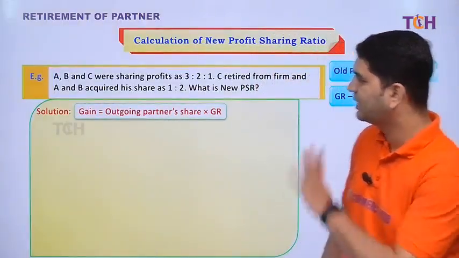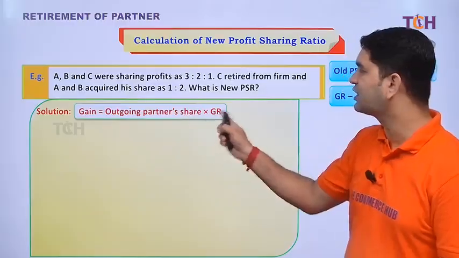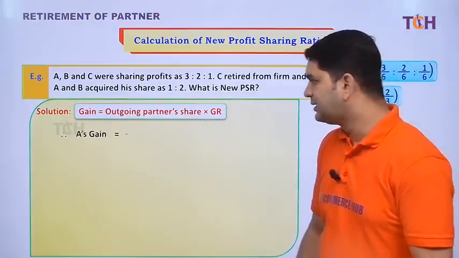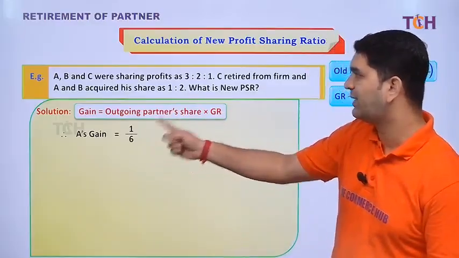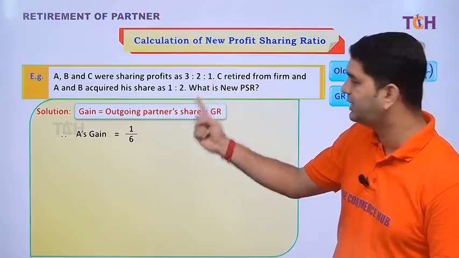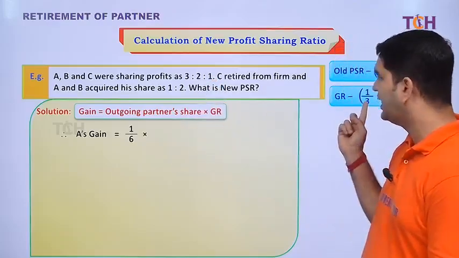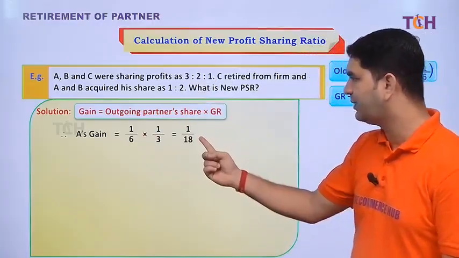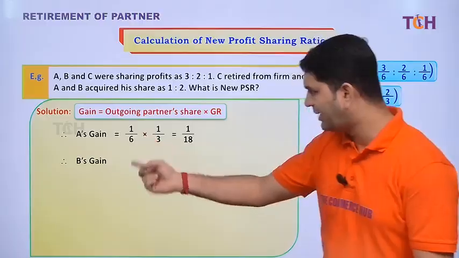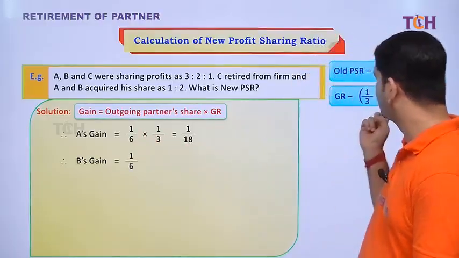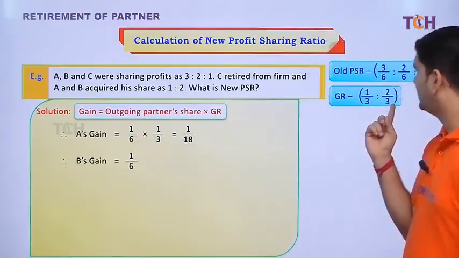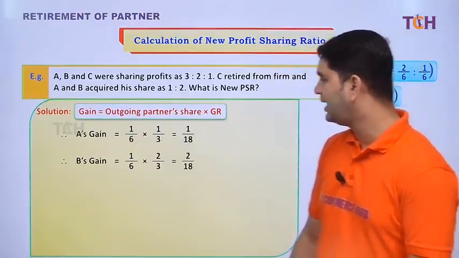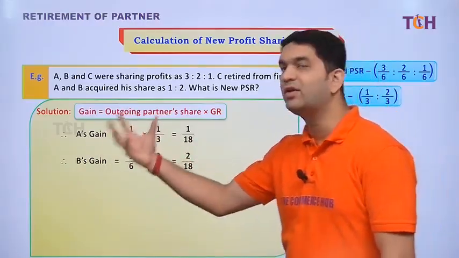So for the solution, gain is equal to outgoing partner share into GR. Therefore, A's gain: outgoing partner share is 1/6. C is retiring, no? So his share was 1/6, into GR. What is A's GR? It is 1/3. So 1/6 into 1/3 is 1/18. For B also 1/6 will remain the same, and his GR is 2/3. So 1/6 into 2/3 is going to be 2/18. So this is what we have calculated, gain.